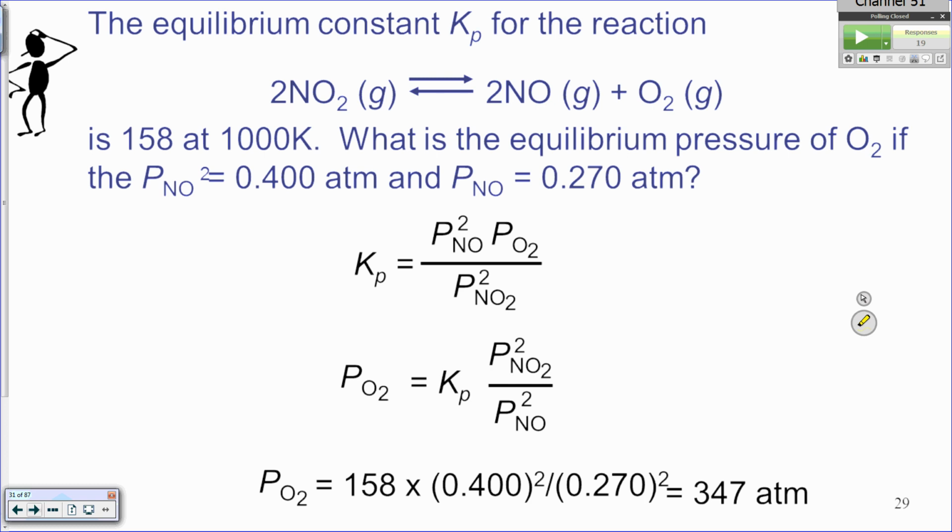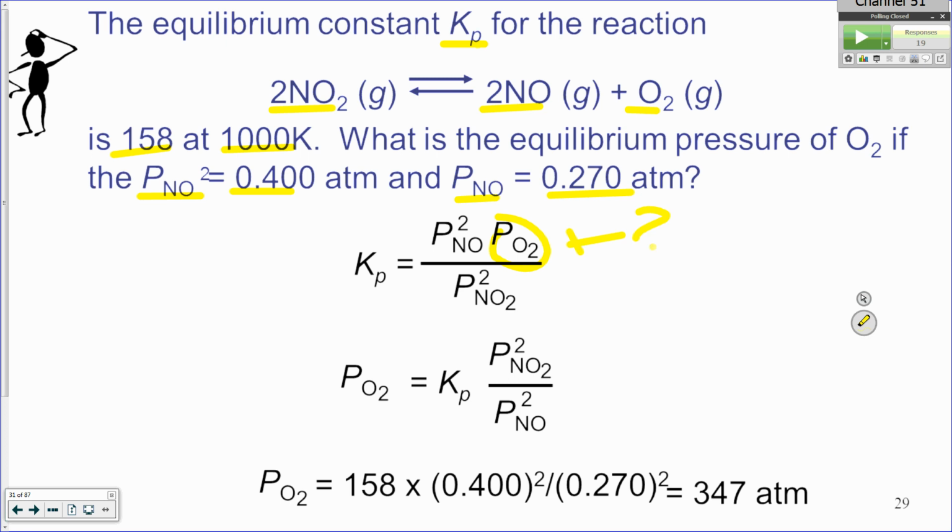All right, here's a different example. So this one, I know what K sub P is. K sub P is 158 at 1,000 degrees. And it tells me my reaction, two NO2s go to 2 NOs plus O2. And I want to know what is the equilibrium pressure of O2 if the pressure of the NO2 is 0.4 and the pressure of the NO is 0.27. So what I'm looking for is the partial pressure of the O2.